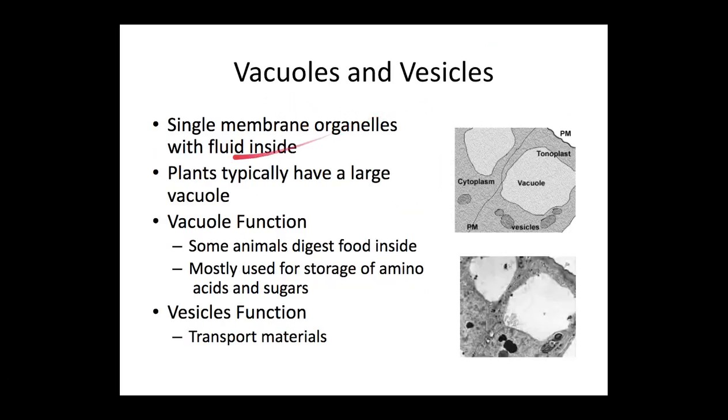Vacuoles and vesicles. These are single membrane organelles that contain fluid inside of them. Most plants typically have a large central vacuole, and the function of the vacuole is that it is mostly used for the storage of amino acids and sugars. However, some animals will digest food inside of vacuoles. And then vesicles are found both in plant cells and animal cells, and their function is to transport materials throughout the entire cell through endocytosis and exocytosis.